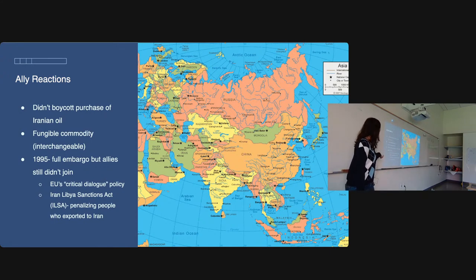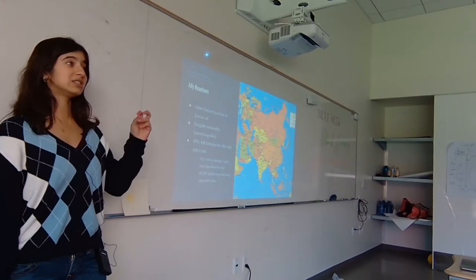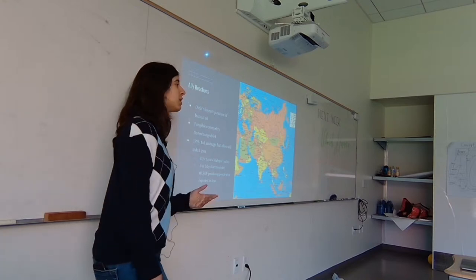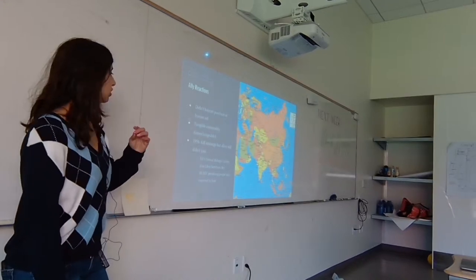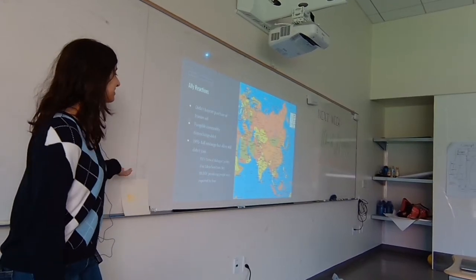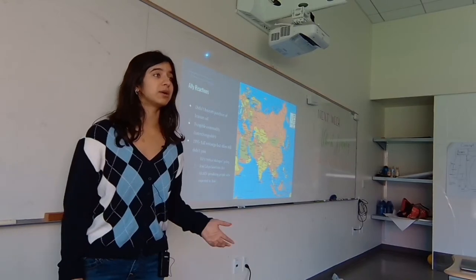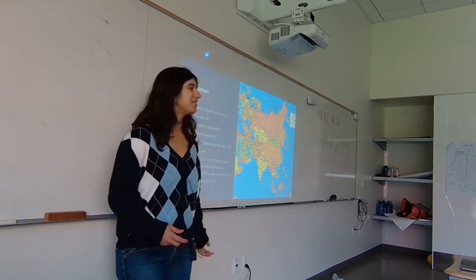In 1995, the U.S. implemented a full embargo, but its allies still did not join. Instead, the European Union and other U.S. allies imposed something called the critical dialogue policy, in which they rhetorically condemned the actions of the Iranian regime, but maintained diplomatic and trade relations. Because of that, the U.S. retaliated by imposing the ILSA, or Iran-Libya Sanctions Act, in which they essentially penalized any foreign persons who exported to Iran. So just a little map here for reference.